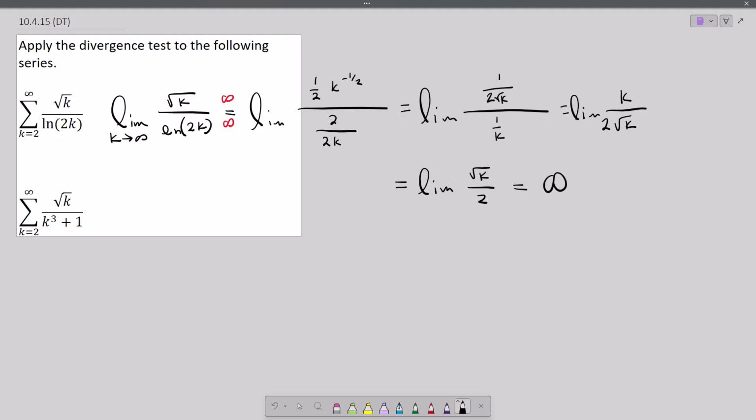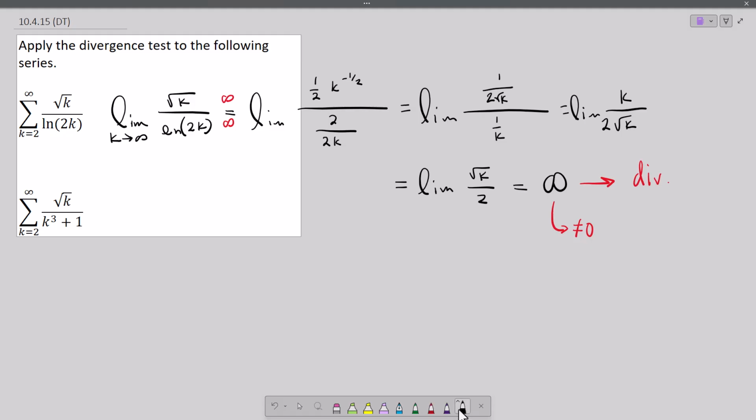Infinity. And the divergence test says, what then? Therefore, it diverges. This diverges because this is not equal to 0. If that is not equal to 0, the series must diverge. The only way a series can converge is if you're adding numbers that are close to 0 in the end. All right, so that diverges.